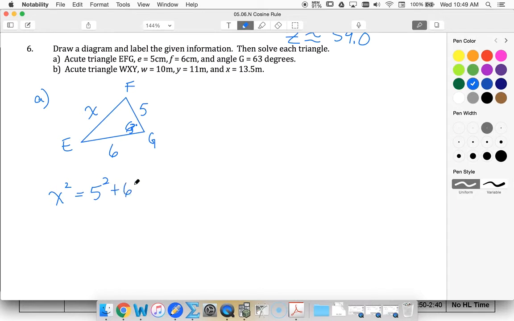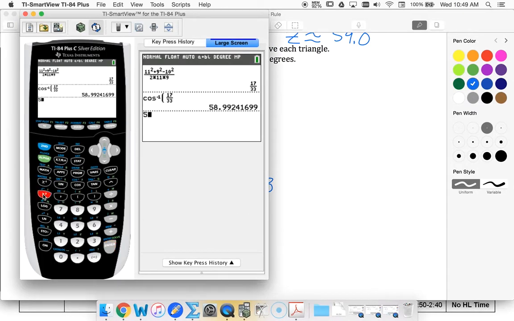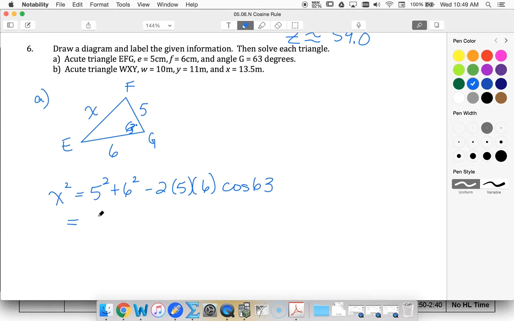5 squared plus 6 squared minus 2 times 5 times 6 cosine of 63. So I can use this in my calculator. And then cosine 63. So that is 33, square root that. And I get about 5.81. So that was about 33. So x is about 5.81.